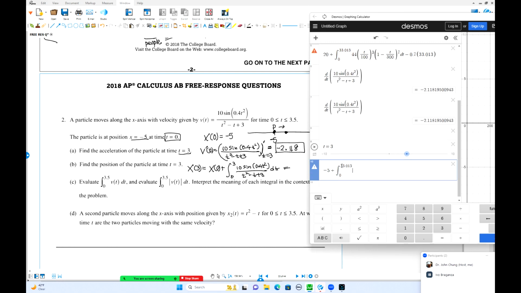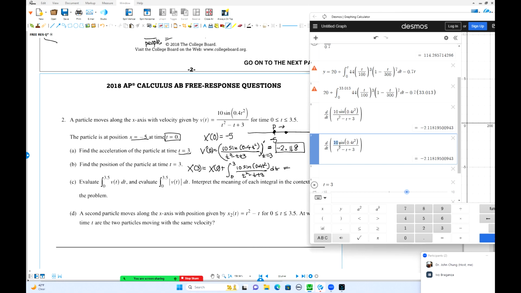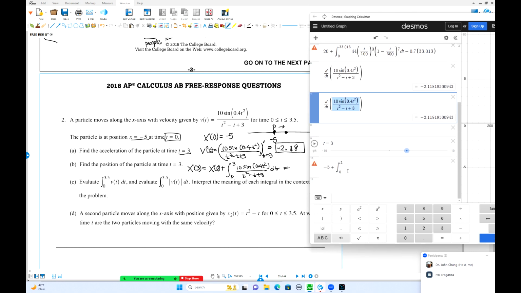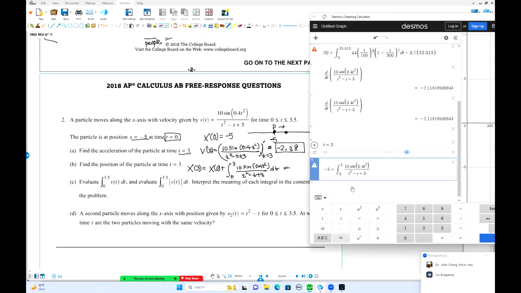Integral from 0 to 3, okay? 0 to this number up to 3. And this function, okay? I'm gonna take this one. And dt is okay. That's it. But there's no number. 0 to 3, negative 5. I don't know what happened.